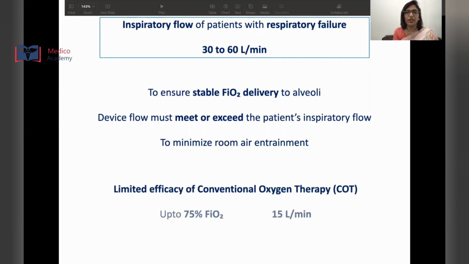There is limited efficacy of conventional oxygen therapy in patients with respiratory failure, because the maximum flows that you can give would be 15 or sometimes 20 liters per minute, which can account for a maximum of 75% FiO2, at best. That too is when you use an oxygen mask with non-rebreathing valves and a reservoir bag, etc.